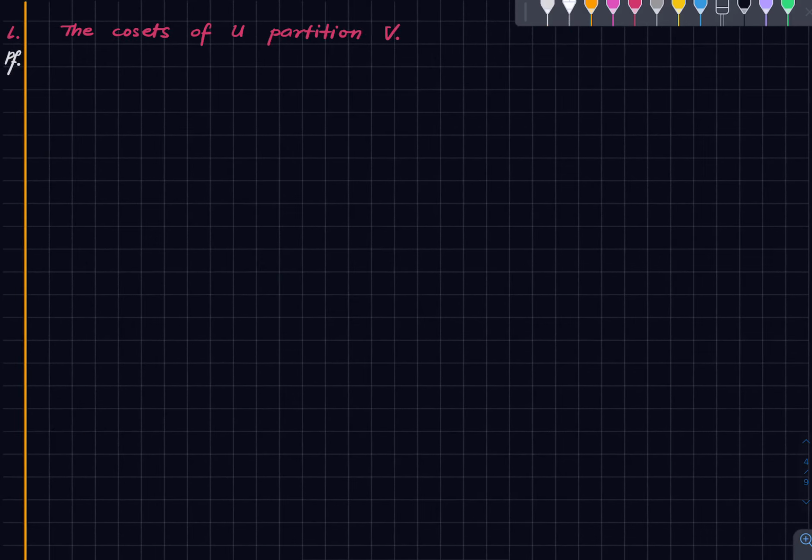And now, first we show that two distinct cosets are disjoint. Okay, so to do that, let v1 and v2 be two vectors such that the corresponding cosets intersect non-trivially. So we want to show that actually the cosets are the same. That is, these two things are the same. So this will show that two distinct cosets do not intersect. So we will show that.